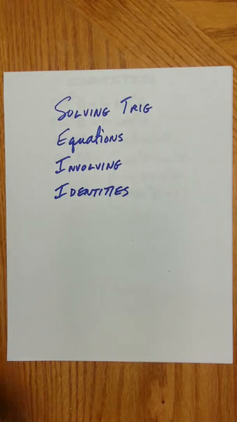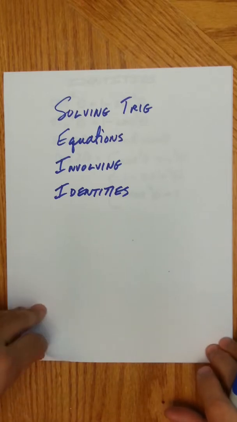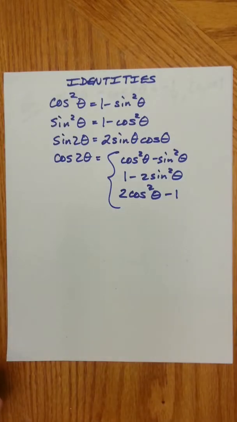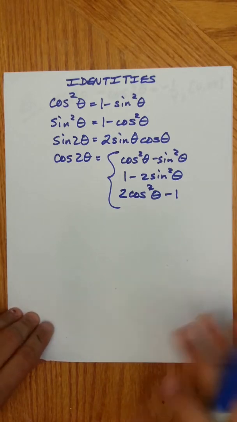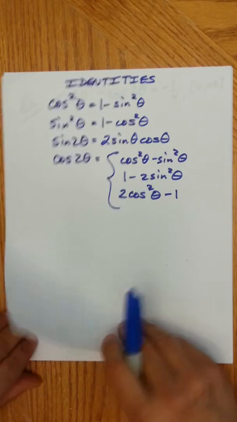Hello, we're going to look in this video at solving trig equations involving identities. And again, you should know at least these identities, and certainly the more basic ones, like cotangent theta is the same thing as 1 over tangent theta or cosine theta over sine theta. But these you should also commit to memory.